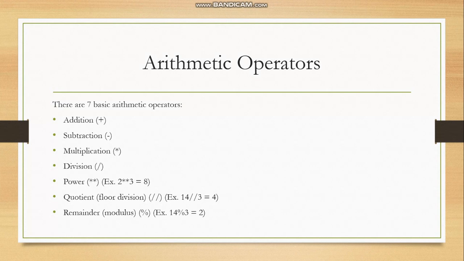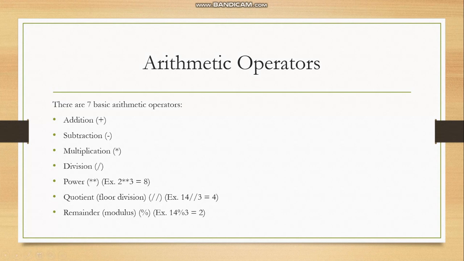And for power, normally we use a number and a small number on top of it. Well, in Python, what we do is we put 2 asterisks. For example, we have 2 followed by 2 asterisks 3, which basically means 2 to the power of 3, so 8 in this case.